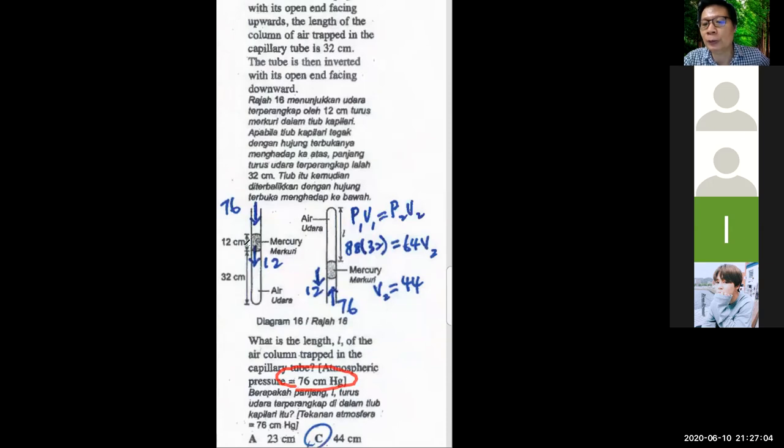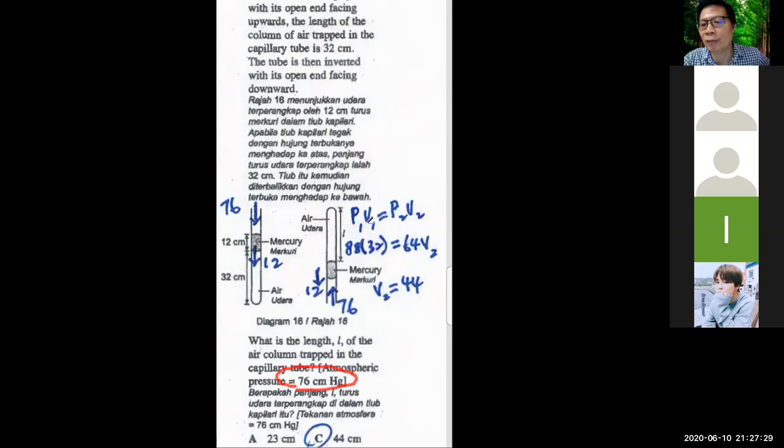Okay. Now you put this test tube inverted, and now it's different already. When you put it this way, inverted, atmospheric pressure 76 can still come in and push up. But this mercury is now pushed down, so it is the opposite direction, so you minus. 76 minus 12, so you get 64. You see? In the previous case the pressure was 76 plus 12, 88.